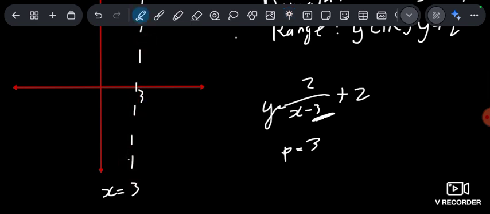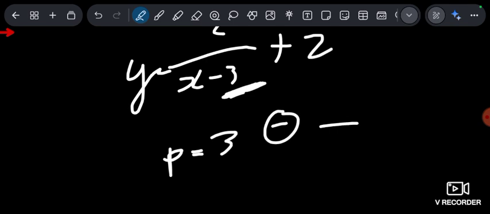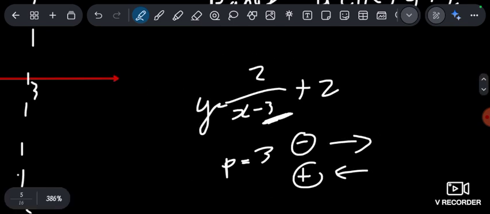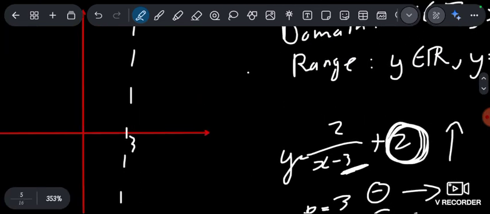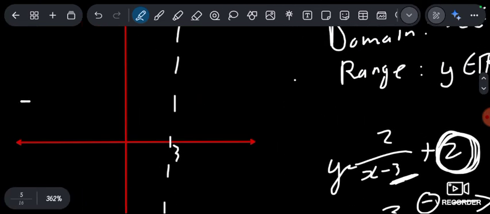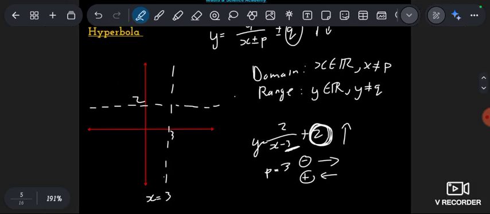But now this graph has been shifted how many units? 3 units to the right, because remember I said x's are complicated, so when you see a negative, it is to the right. When you see a positive, it is to the left, right? Now they also shift the graph how many units? 2 units up, because that is the q, the vertical shift. So now we go 2 units up over here, 1, 2, all right? And let's say maybe here is 2. Now we have shifted the graph 2 units up.